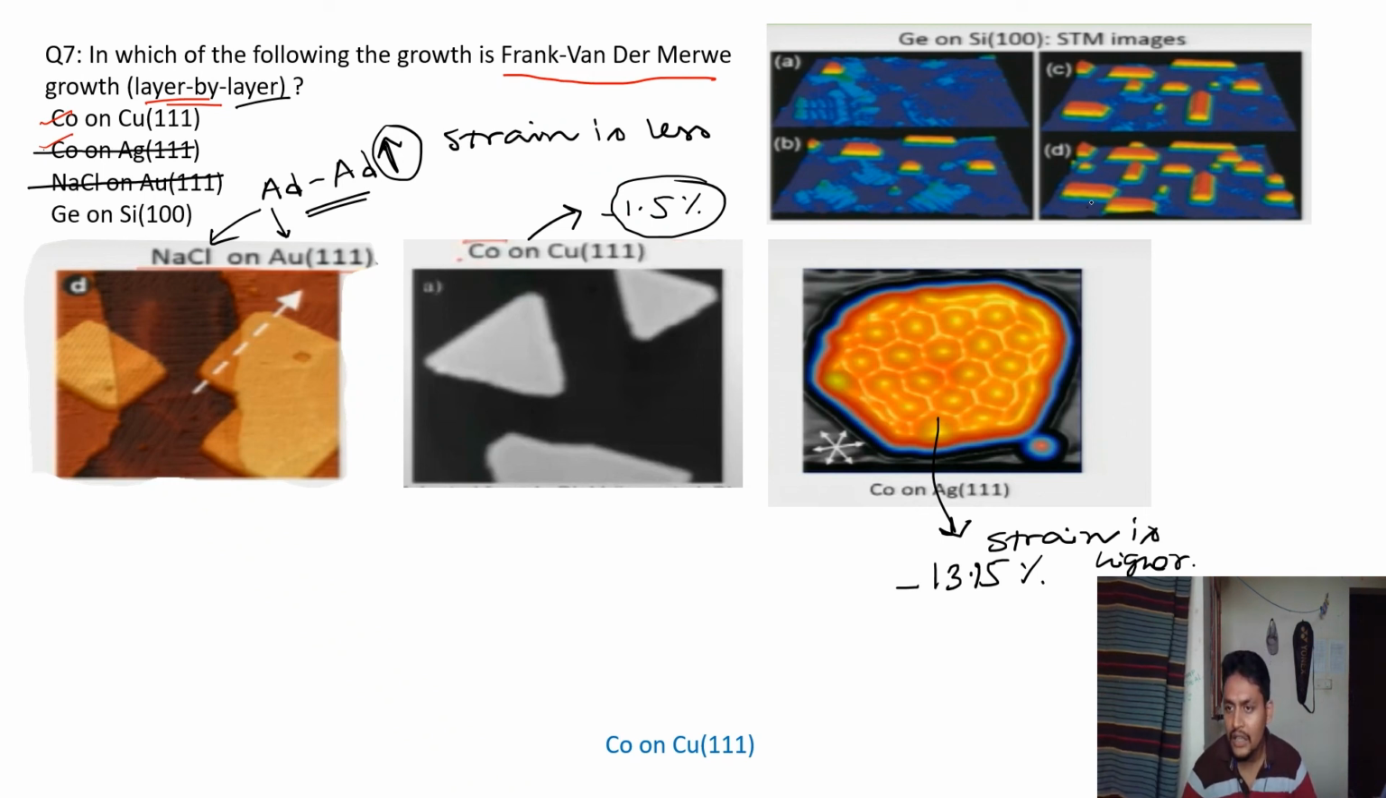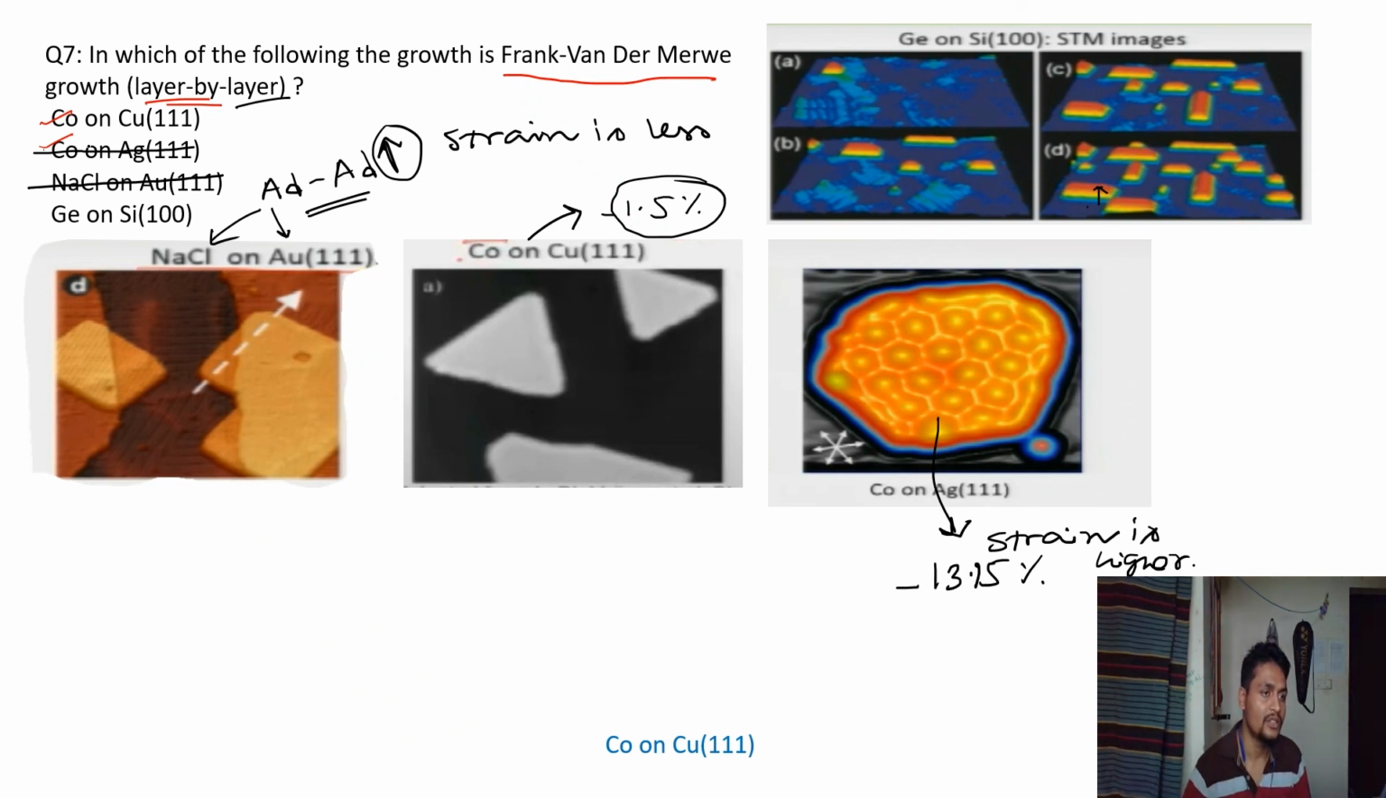And here you can see these different color codes, because island kind of growth is already forming, because the germanium itself is having a similar kind of interaction between them. So this is actually a big layer also formed and island also formed. So this is not only layer by layer, because by looking at the picture itself you can see. So what will be the answer?